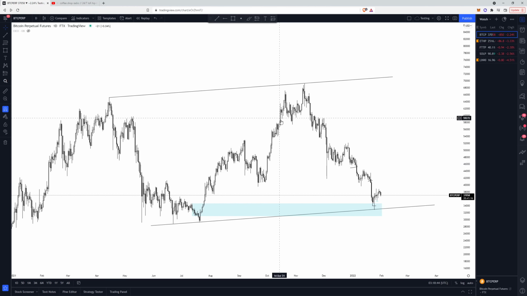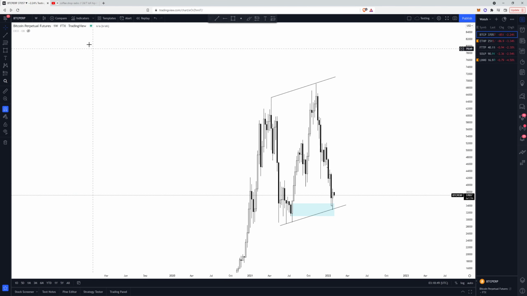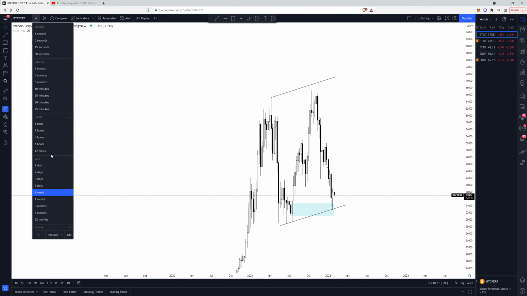I'm just going to go over why. So reaching into higher time frame demand on the weekly here, then sweeping out a previous week's low.